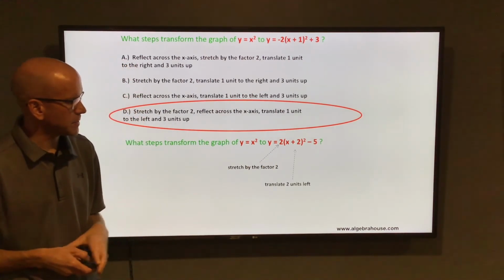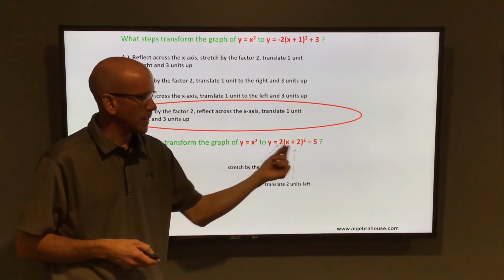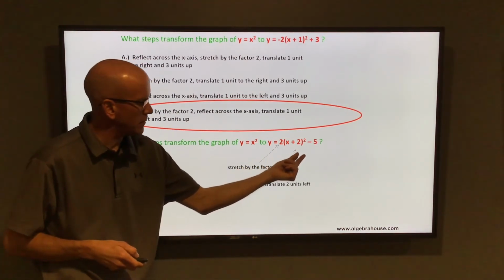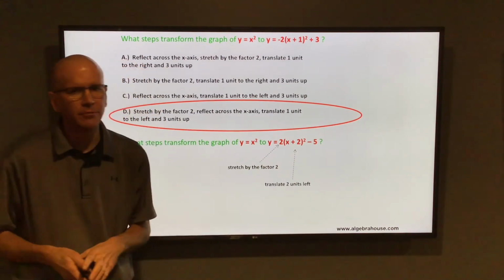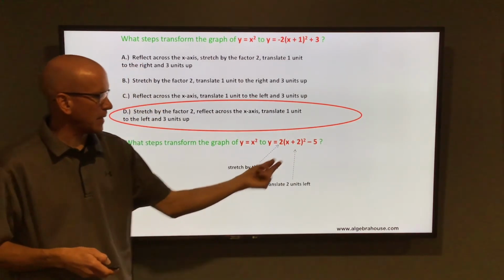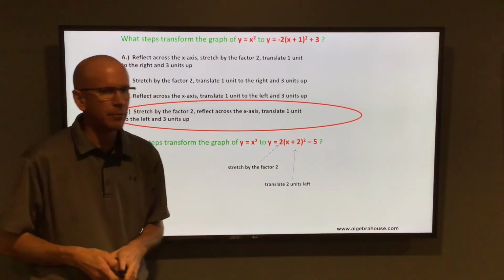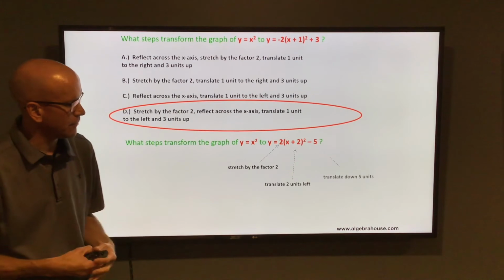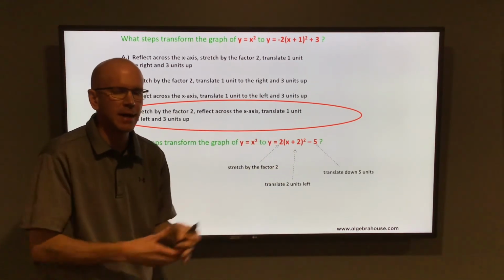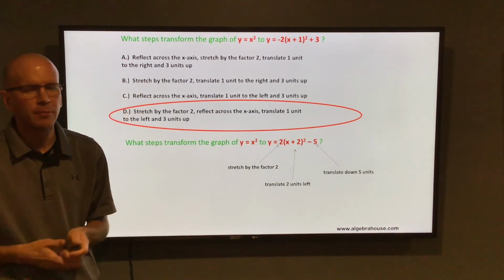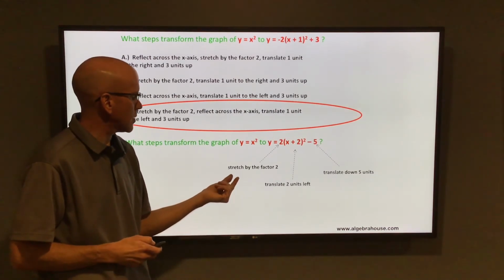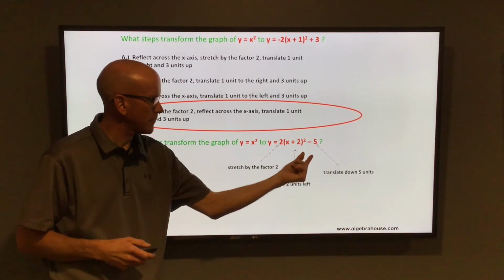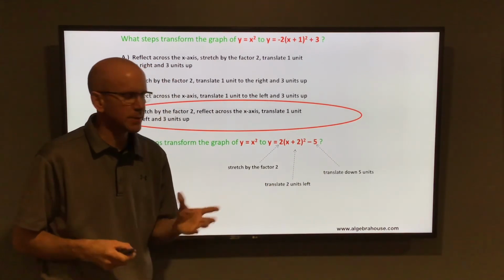The 2 on the inside, when you add 2 to the value of x, it's going to shift the graph to the left. So when you add 2 to the value of x, it's going to translate the graph to the left 2 units. And then finally, the minus 5, you're subtracting 5 from the value of y. The value of y is this whole right side. When you subtract 5 from the value of y, it's going to shift the graph down 5 units because you're subtracting 5 from every y value. So those are the transformations. Stretched by a factor of 2, translated 2 units to the left, and then also shifted or translated down 5 units.